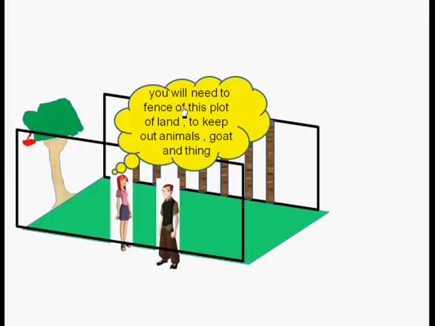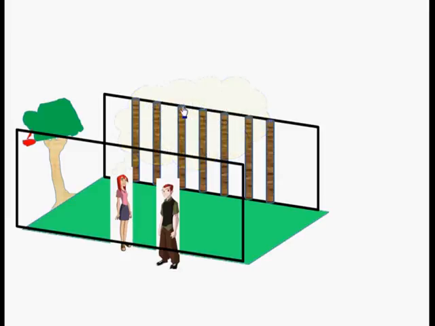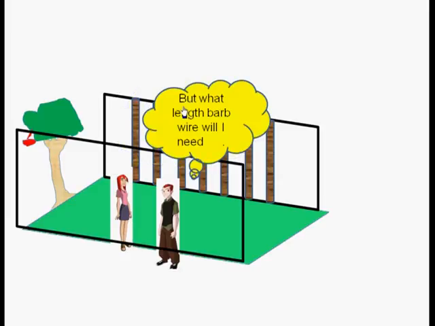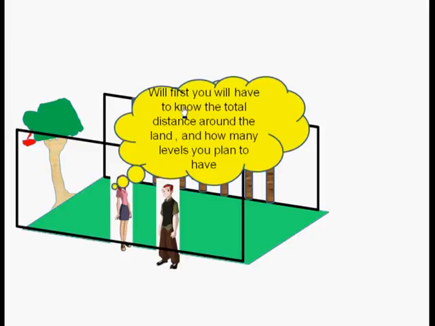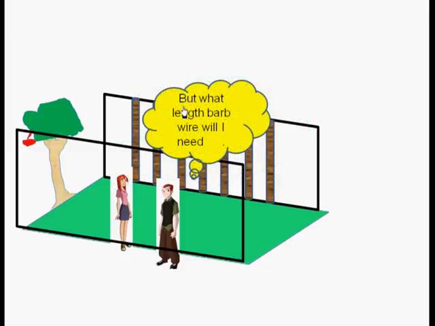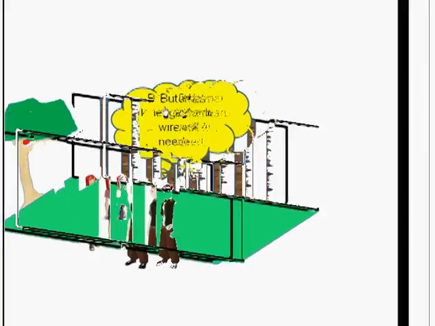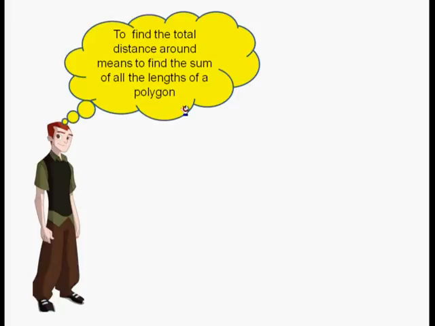You will need to fence off this plot of land to keep out animals, goat, and thing. But what length barbed wire will I need? Well, first you will have to know the total distance around the land and how many levels you plan to have. But what length barbed wire will I need? To find the total distance around means to find the sum of all the lengths of a polygon.